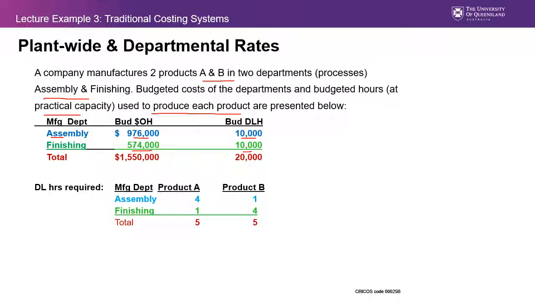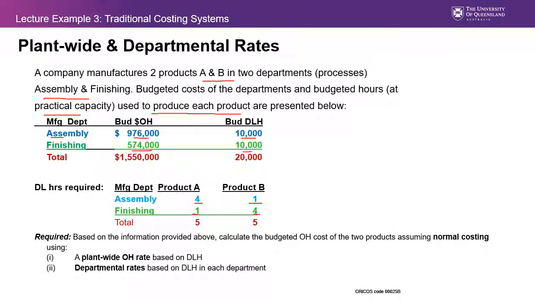So the direct labour hours required from each product. Product A needs 4 hours of assembly, 1 hour of finishing. Product B needs 1 hour of assembly and 4 hours of finishing. So based on a plant-wide overhead rate, we want to calculate the budgeted overhead cost of the two products, and then we want to do it using departmental rates. Direct materials and direct labour are irrelevant for the purposes of this illustration because we're using normal costing, so they don't change under the two different systems.